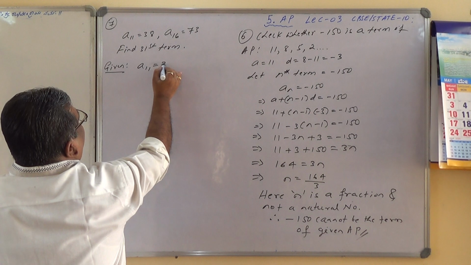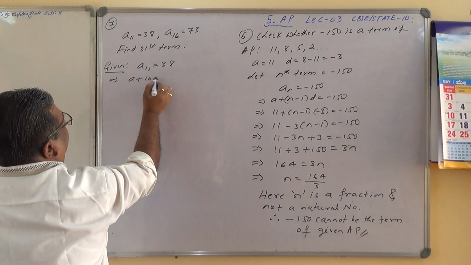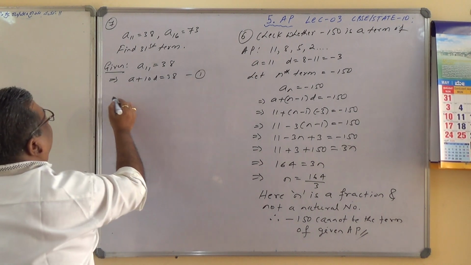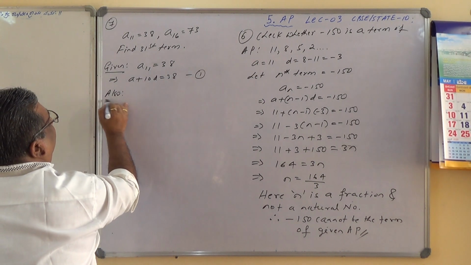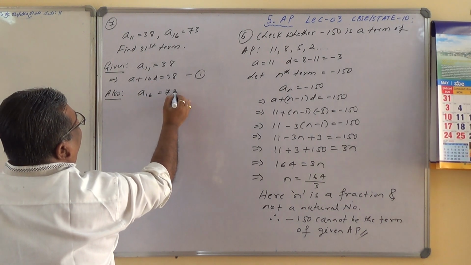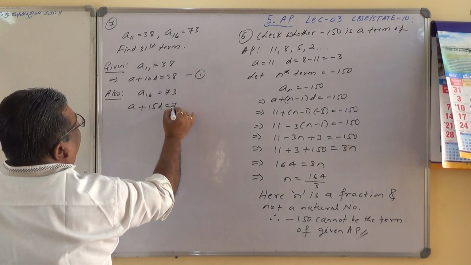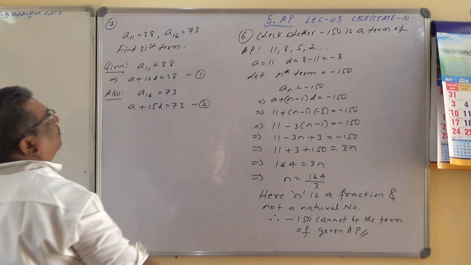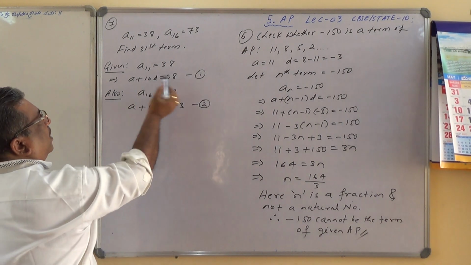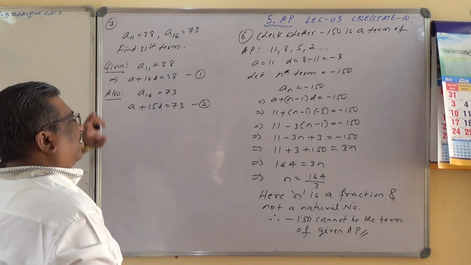A11 equals 38 implies A plus 10D equals 38. Mark this 1. Also given, A16 equals 73. A16 is A plus 15D equals 73. Mark this 2. Is it 73? Yeah, correct. So I have two unknowns A and D and two equations 1 and 2. Solve this by pair of linear equations.